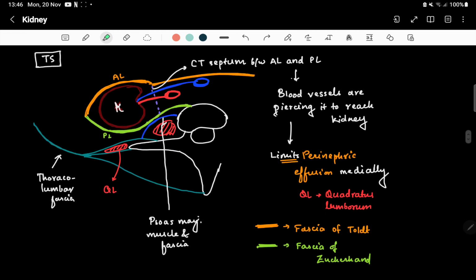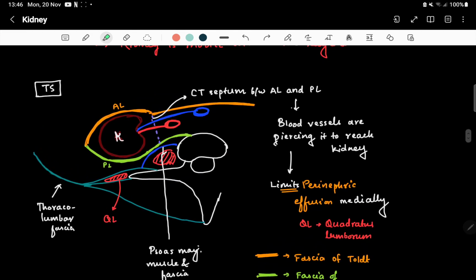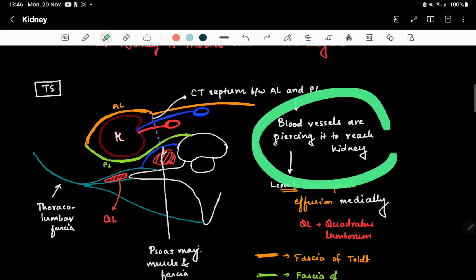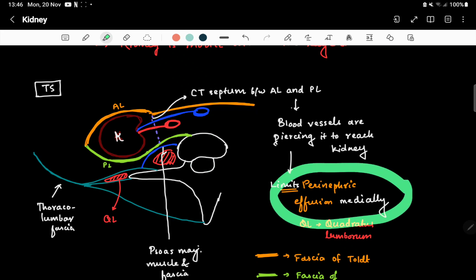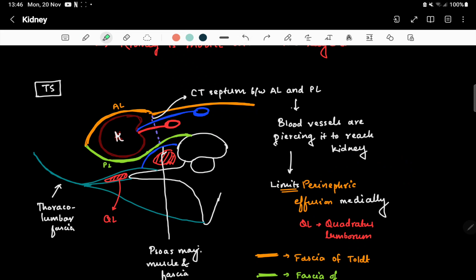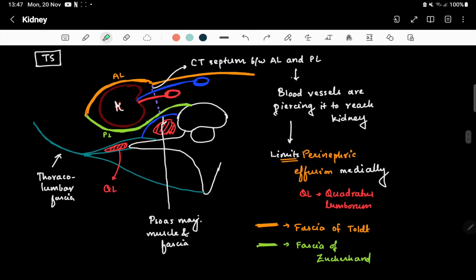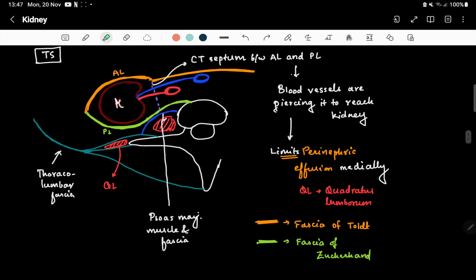Okay, and then you have the blood vessels which are piercing the connective tissue septum to reach the kidney. So the perinephric effusion from the kidney goes down rather than traveling medially. Why doesn't it travel medially? Because the connective tissue septum is present, which restricts the movement of the perinephric effusion.